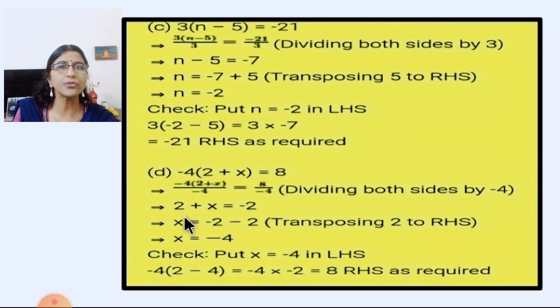Then this 2 we will take to the other side by the transpose method. Transposing 2 to RHS, positive 2 will become negative 2. Minus 2 and minus 2 will become minus 4. Both are negative, so we add them. So we will get the value of x as minus 4. Now we substitute the value of x in this equation: minus 4 into 2 minus 4. On substitution you will get minus 4 into minus 2, and that is equal to 8, which is there on RHS. So they are equal.